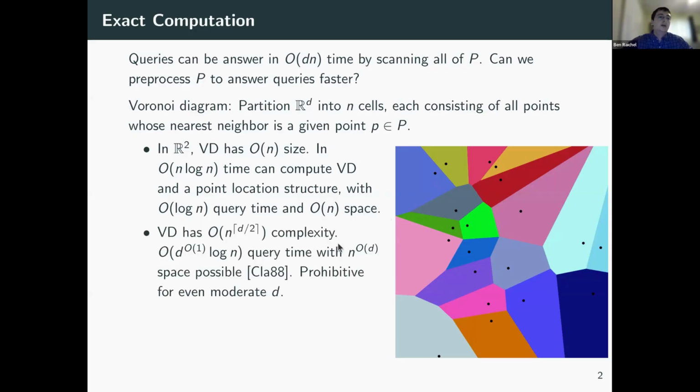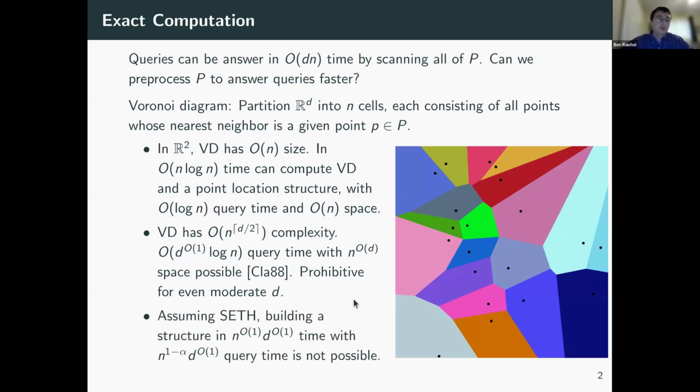Okay. Now, the issue is that in high dimensions, the Voronoi diagram's complexity explodes, right? So the complexity is n to the d over 2. Now, you can get a data structure which kind of matches this, right? Clarkson showed that you can get logarithmic query time with this d to a constant factor, and you can do it with n to the O of d space. But, for even moderate values of d, this is just too expensive, right? The storage space is just too large. Maybe I'll accept some constant to a d, but n to the d is too much.